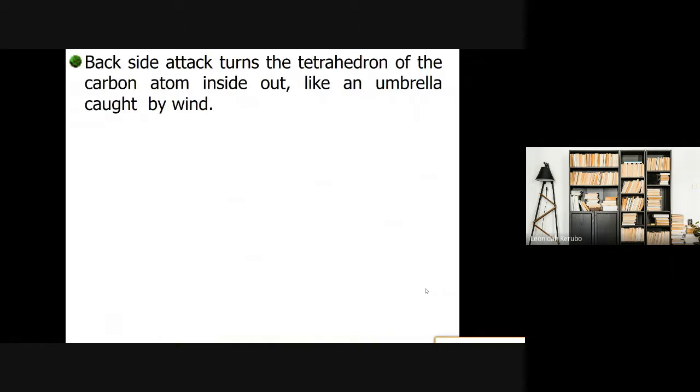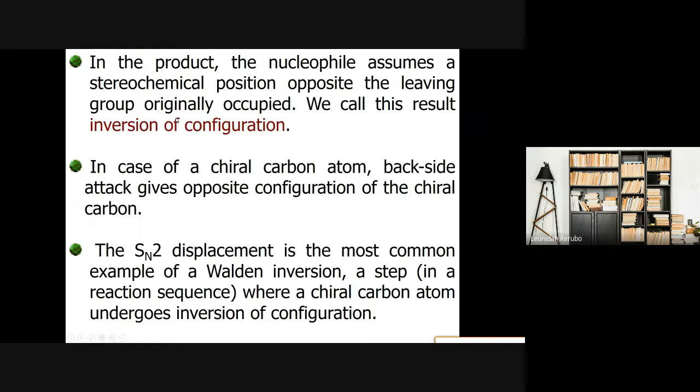Backside attack turns the tetrahedron of the carbon atom inside out like an umbrella caught by wind. Remember, the carbon which is bearing the halogen is sp3 hybridized, and it has a tetrahedral shape. So when there is a backside attack, it turns the tetrahedron of the carbon atom inside out like an umbrella caught by wind. You'll see this elaborated later.